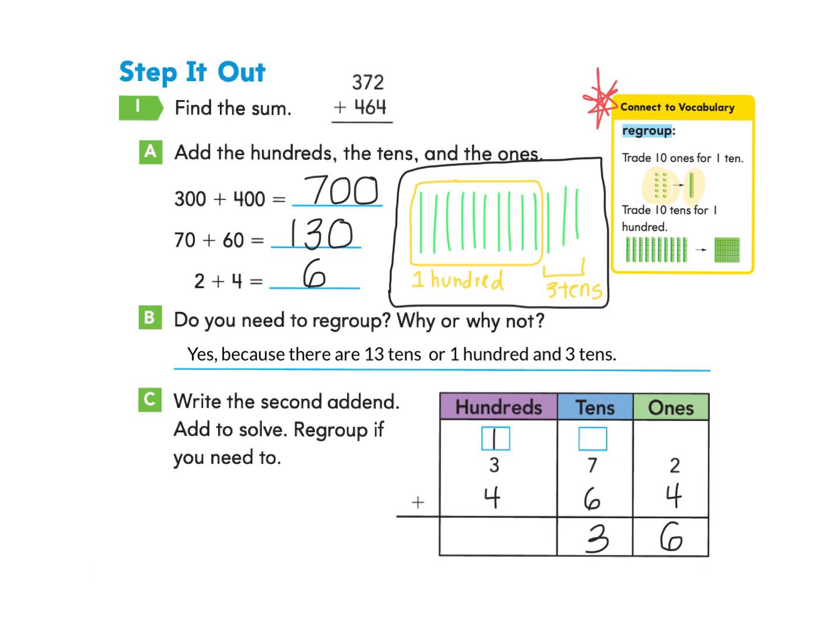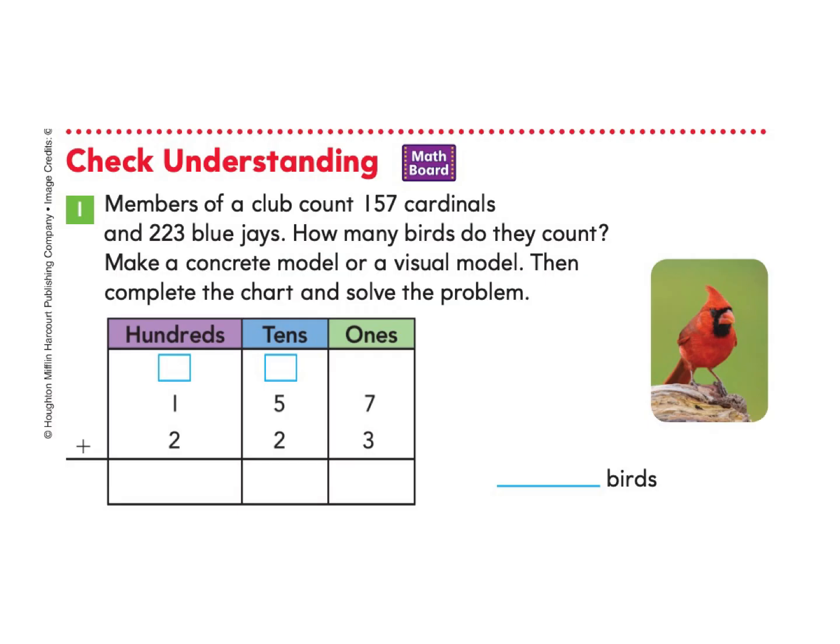So now we're ready to add the hundreds column. 1 plus 3 plus 4. And when we add 1 plus 3 plus 4, we get the number 8. Great work. We have solved this equation. The answer is 836. Outstanding job. Now let's check for understanding.